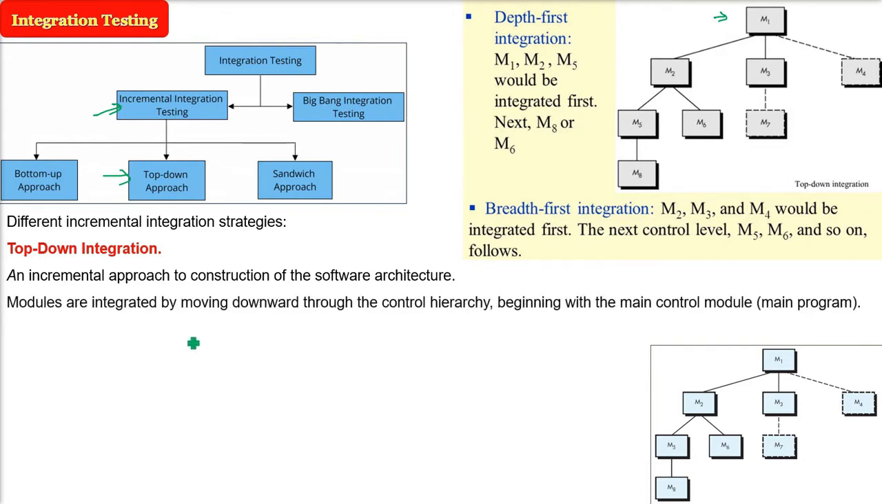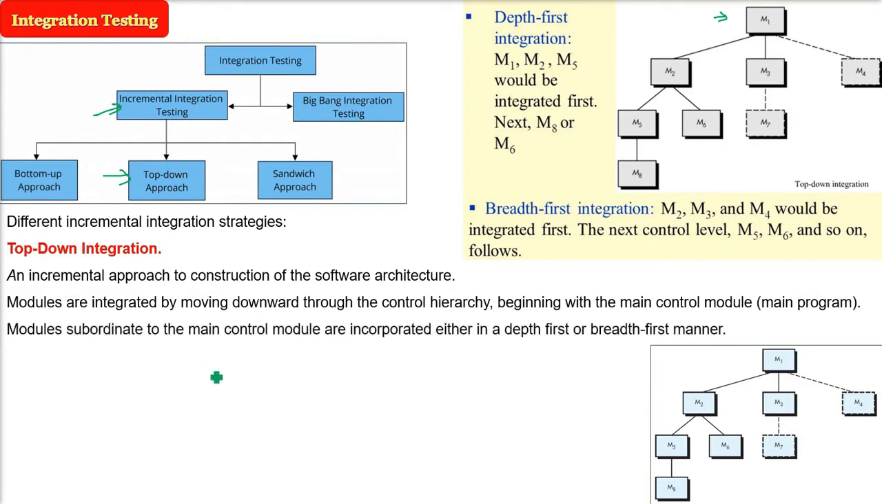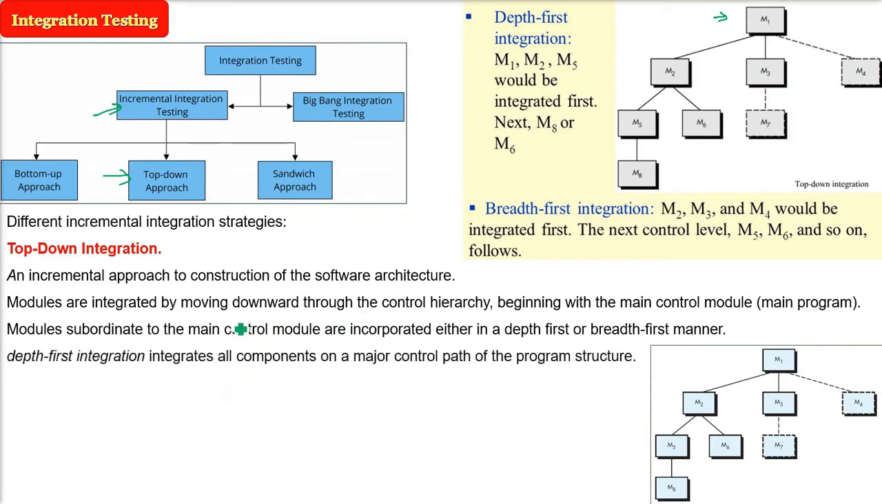So modules are integrated or added by moving downward in this figure from top to down vertically through the control hierarchy. The top one is the main program, beginning with the main control module. We are calling it the main program. So the subordinate modules to the main control module are incorporated. You can choose any method, depth first or breadth first. In top down, you can have either depth first or breadth first. Depth is top to down, breadth is from left to right, subordinate.